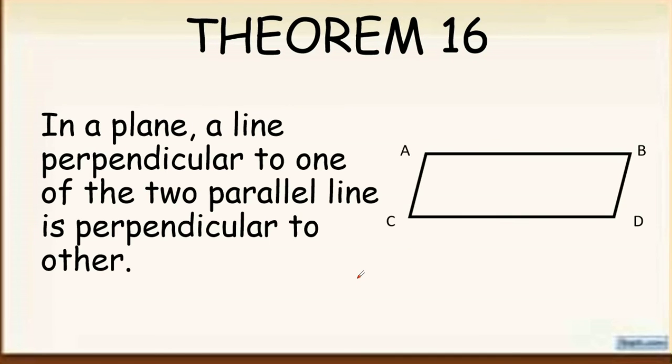Next, theorem number 16. In a plane, a line perpendicular to one of the two parallel lines is perpendicular to the other. So, kung meron po tayo ditong parallelogram ABDC and a line XY passes to two sides of this or to two parallel lines of this parallelogram. So, kung si line XY perpendicular to line AB, therefore, line XY is also perpendicular to line CD. Okay, next.